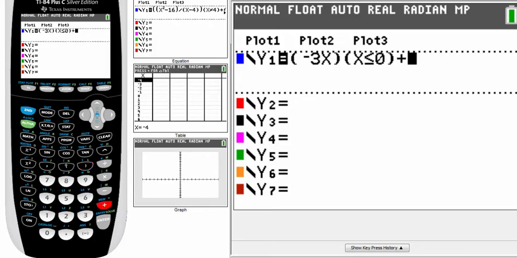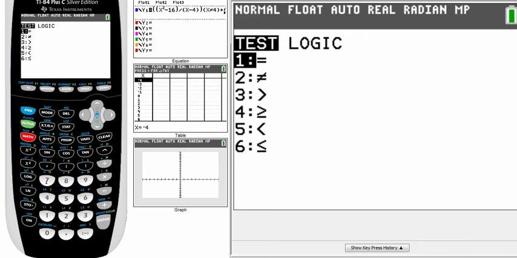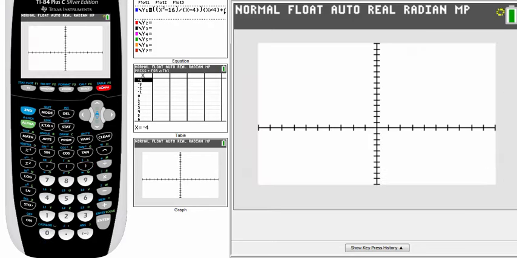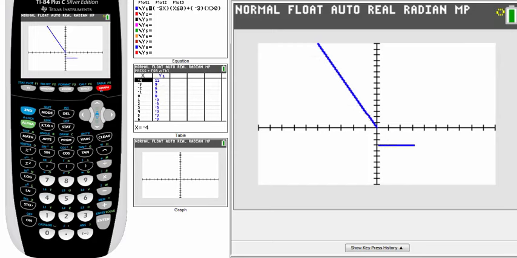Close parenthesis, add another function. My other function is just good old negative 3, and the restriction for that is x greater than 0. So 2nd, Test, greater than, which is number 3, then 0. We'll graph that. And we can see pretty clearly here that it's not identical to what we have, but it's pretty close, and we'll see where the hollow points go here in just a second.